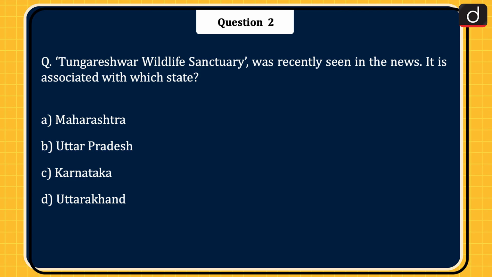Next question is, Tungareshwar Wildlife Sanctuary was recently seen in the news. It is associated with which state? Maharashtra, Uttar Pradesh, Karnataka, or Uttarakhand? The correct answer is option A, Maharashtra.